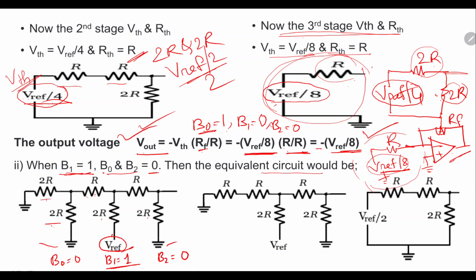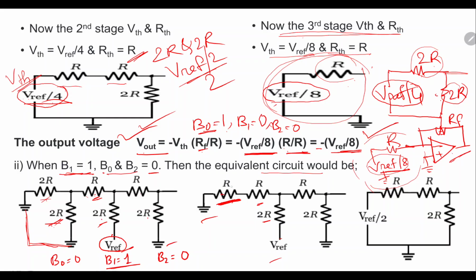Again we will be doing the same thing. These 2R will be combined and you will get the RTH value to be R. As these two are grounded, you won't get any kind of VTH over here, that will be simple ground. Next, in this section you can see the previous stage's equivalent resistance R is here, and this is this R, and this 2R is as it is. Now here V reference is applied.